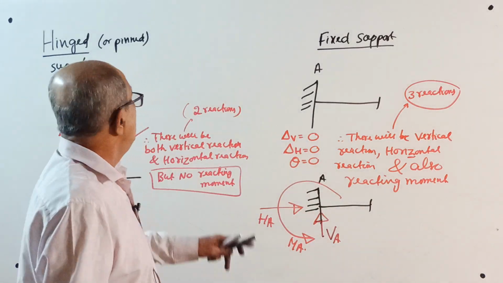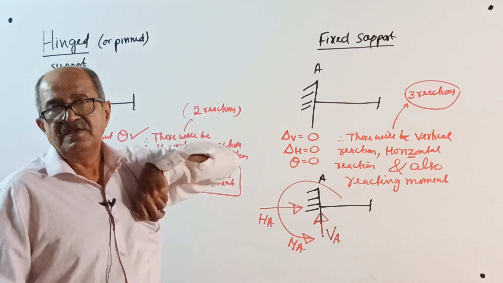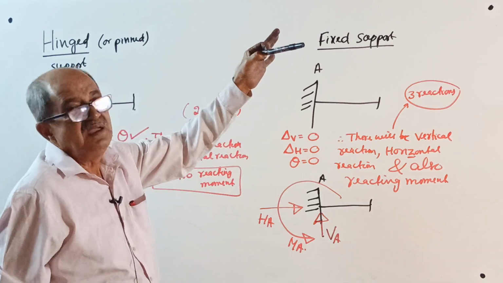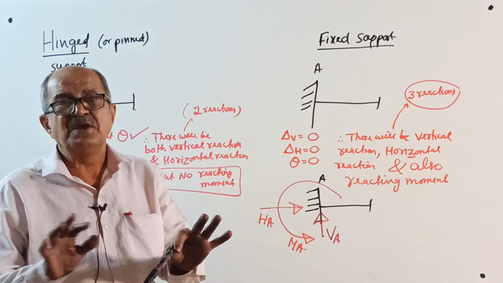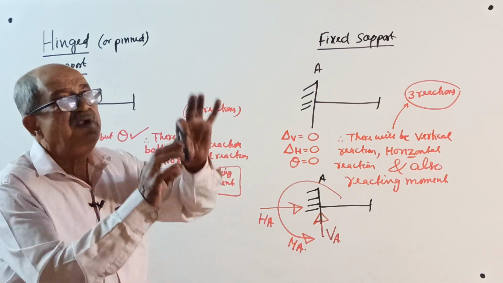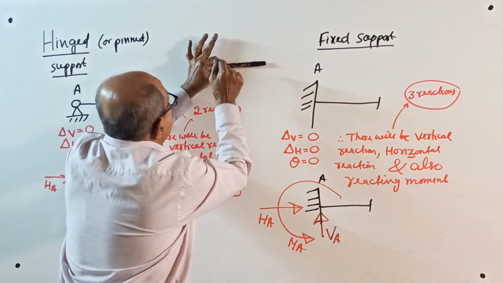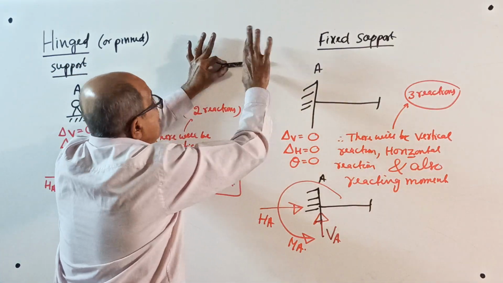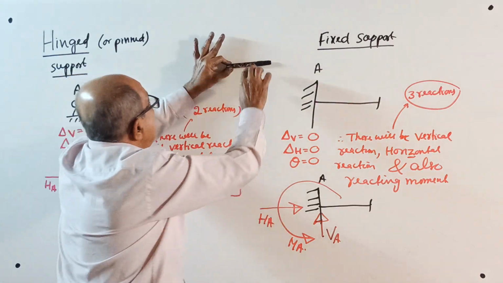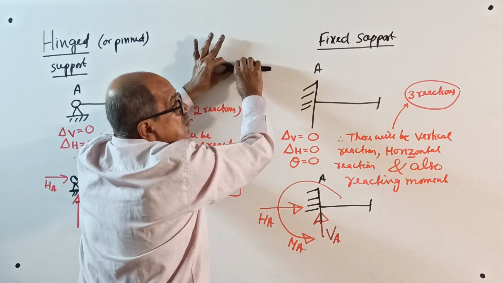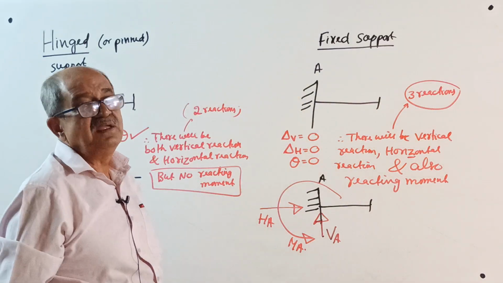Now consider the next support, hinged or pinned support. Something like this. This I will explain later. Right now, introduction. You take a member and put a pin, you take a pin here. Now, if you try to move horizontally, it cannot move. If you move vertically, it cannot move. But if you try to rotate, it will rotate.